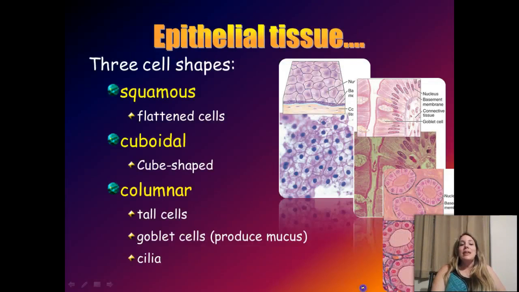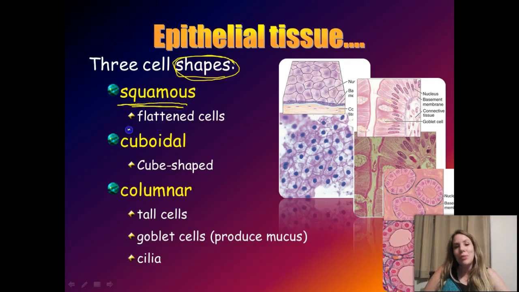Now let's go to that second category, and that second category is shapes. So epithelial cells come in different shapes, and here they are. We have squamous, or squamous if you prefer, cuboidal, and columnar.